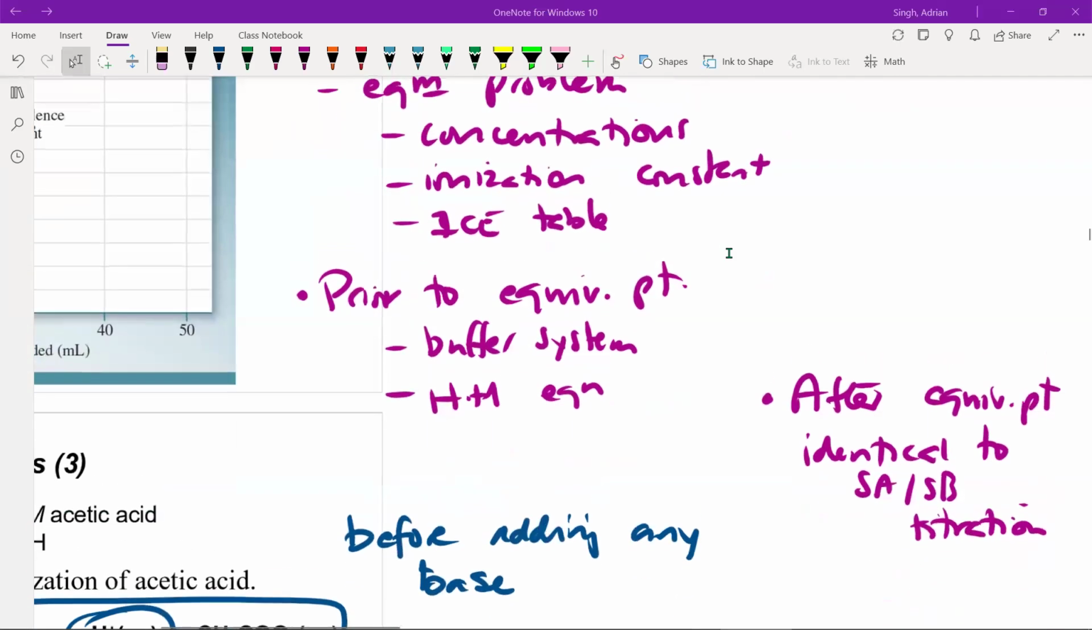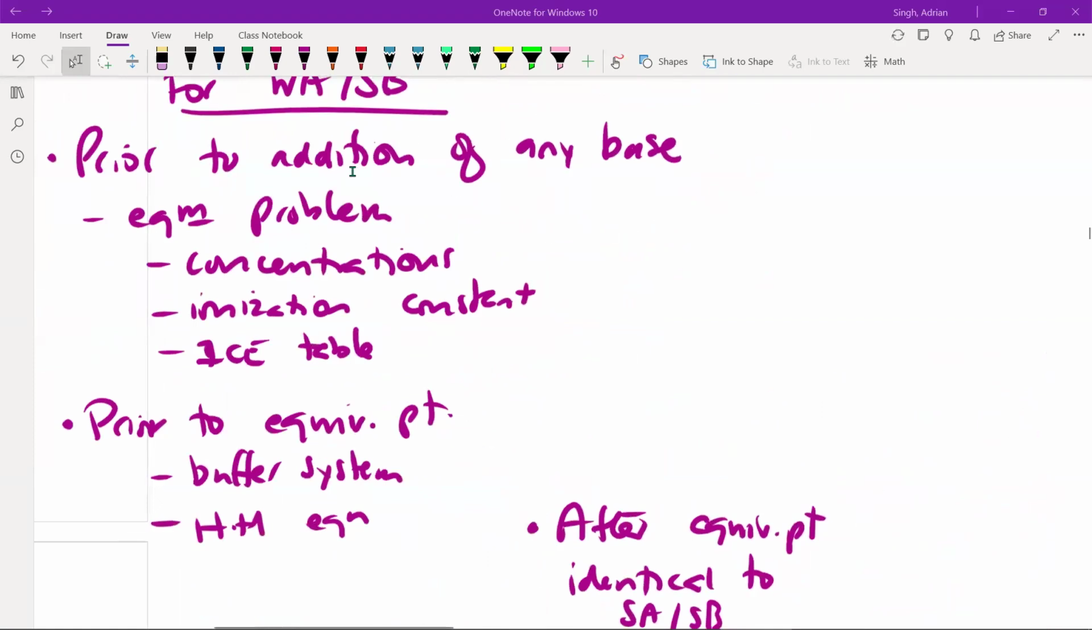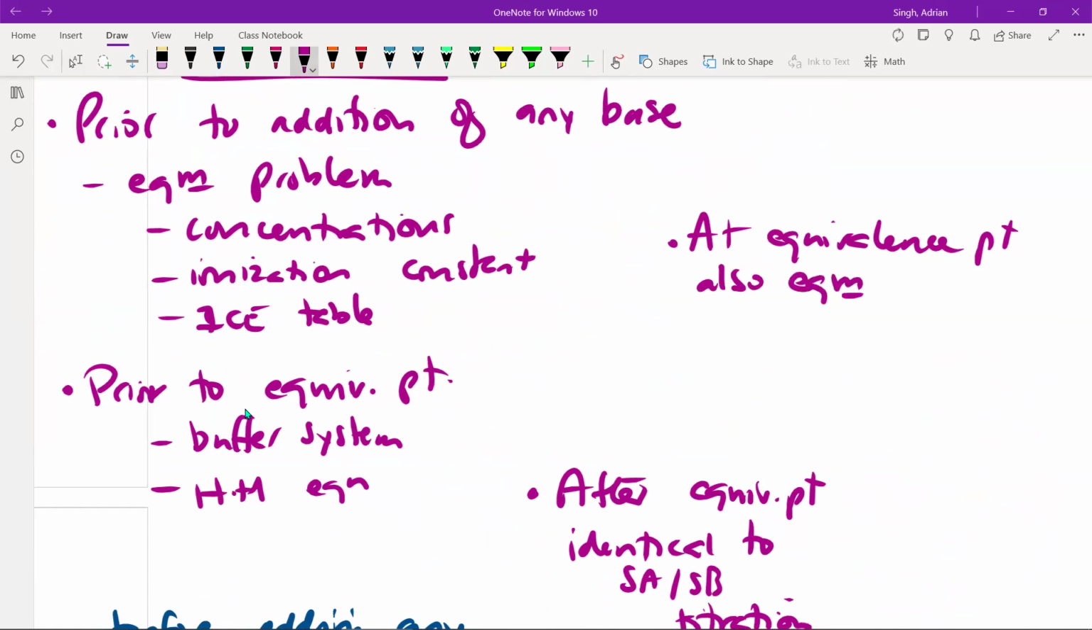So the other thing that we missed on here that I neglected to mention was we talked about before we added any base, and then before the equivalence point, well, we didn't really talk about at the equivalence point, which actually is a very important part of this. So at the equivalence point, this is also an equilibrium problem. Okay, which means that we're going to use our concentrations, ionization constant, and ice tables as well to solve for the pH.